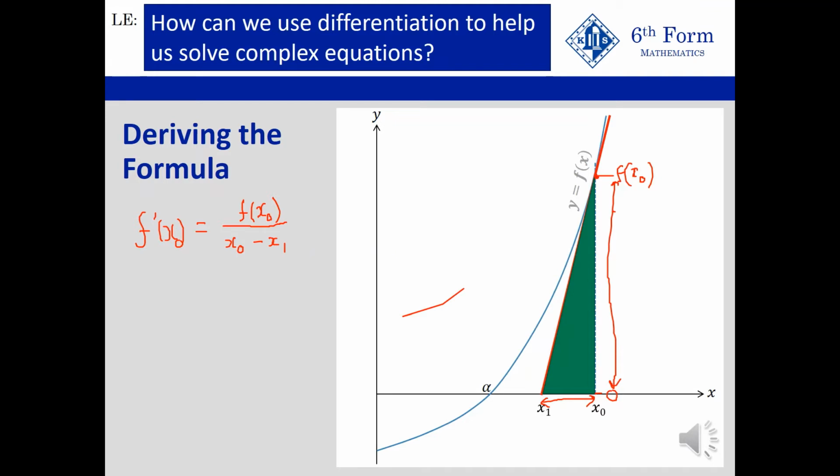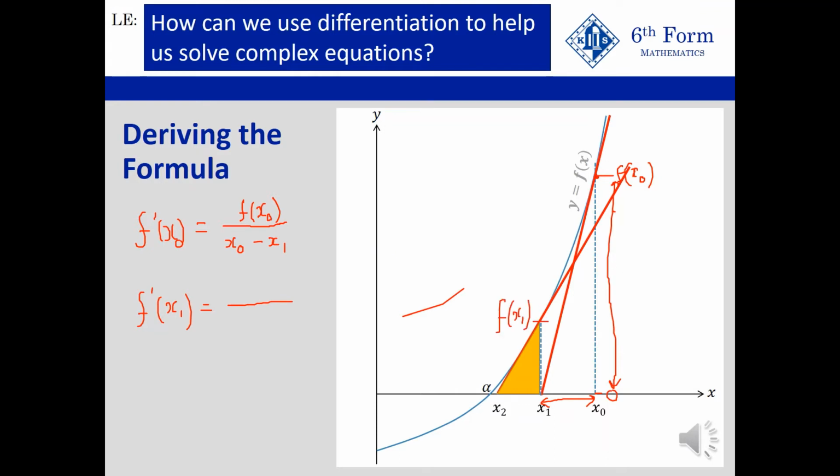We could do the same thing if we consider the next x values. If we consider the next tangent along, and we consider this yellow triangle, the gradient from differentiation this time would be f dashed of x1. And then if we considered it by doing it as a regular gradient, the change in y, so our y value up here would be f of x1. And that's a change between that and 0, so that would be the change in y. The change in x is going to be x1 minus x2.